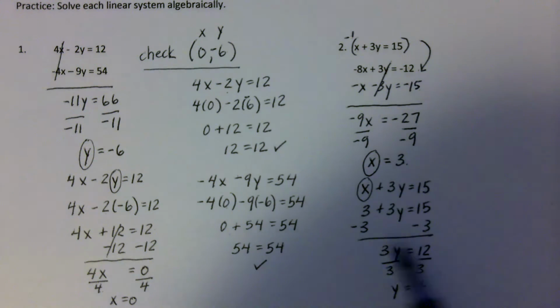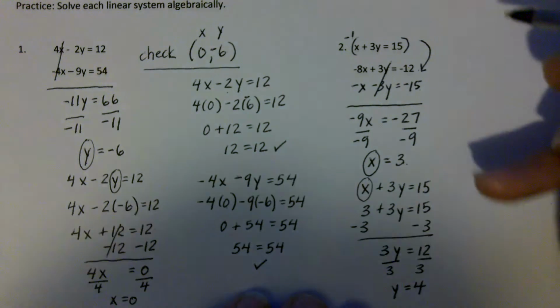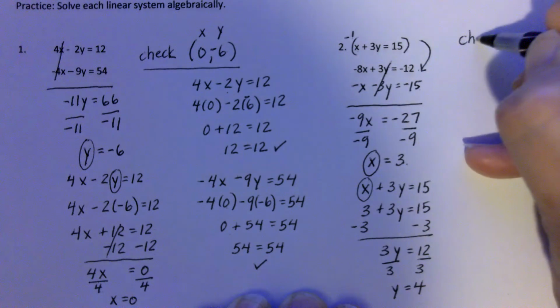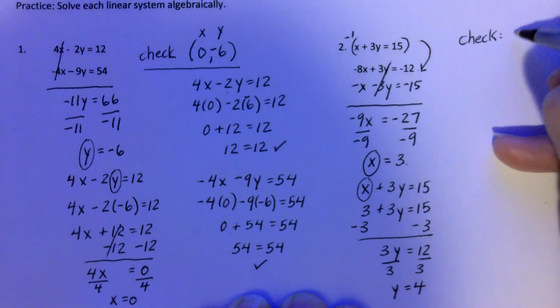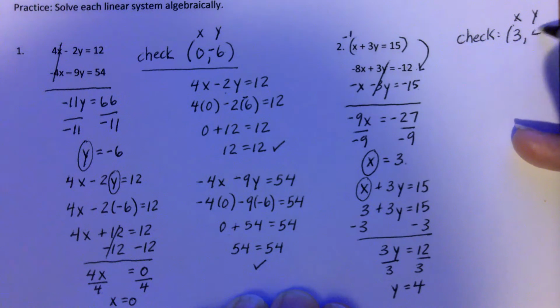Okay, how'd you do? We subtracted 3 from both sides. We got 3y equals 12. Now instead of multiplying by 3, divide by 3, y equals 4. Okay, we're ready to check. So we write check, and we write the ordered pair. Our x value is 3, and our y value is 4.